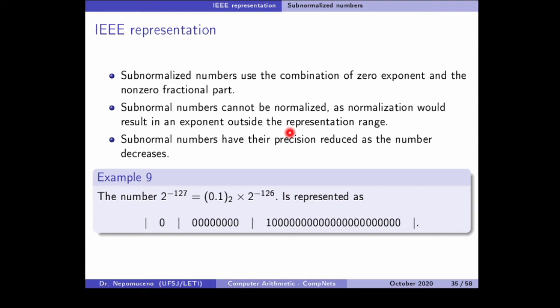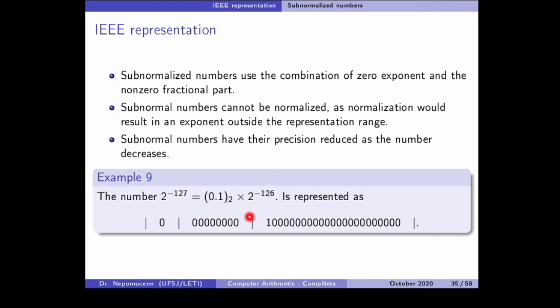Subnormalized numbers are the combination of zero exponent and no zero fraction part. Subnormal numbers cannot be normalized, as normalization would result in exponent outside the representation range. Subnormal numbers have their precision reduced as the number decreases. So as you can see here, the number 2 minus 107 is represented like that.